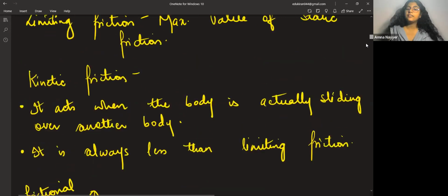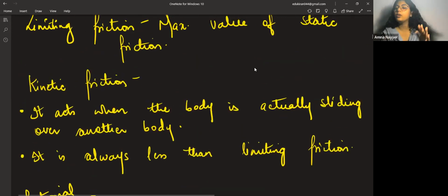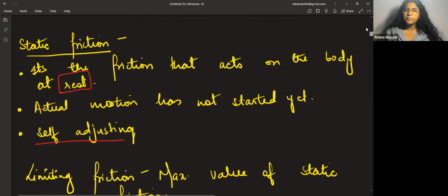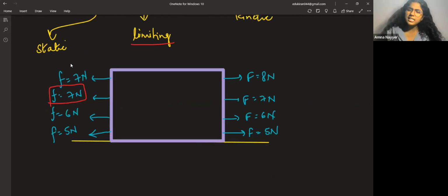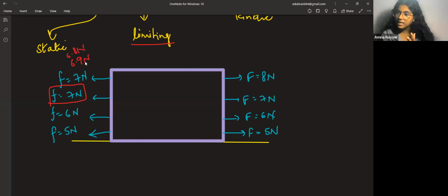And what is kinetic friction? It acts when the body is actually sliding over another body. Motion occurred when the kinetic friction came into the system. It is always less than limiting friction. Why less than limiting friction? In this example also, this value will be a little less than 7, like 6.9 Newton, 6.8 Newton. Why? Because once the motion has occurred, the resistance is less. When the object was rigidly kept, friction was also more to not allow the object to move.